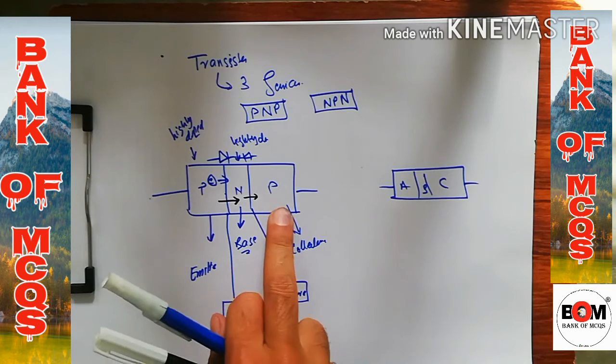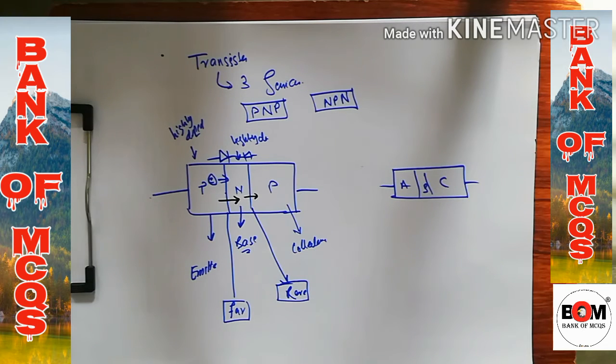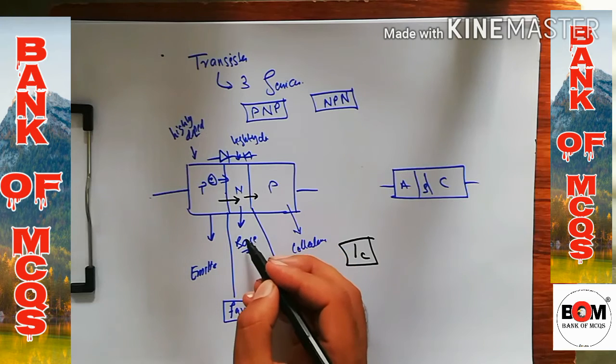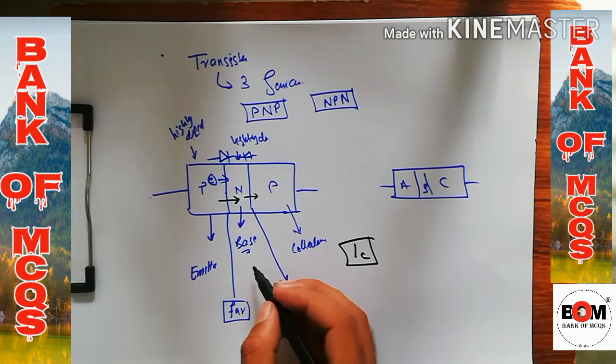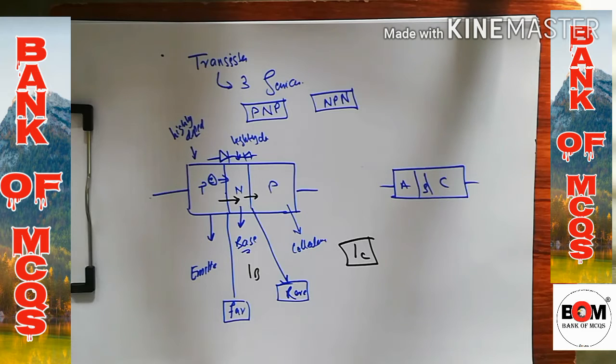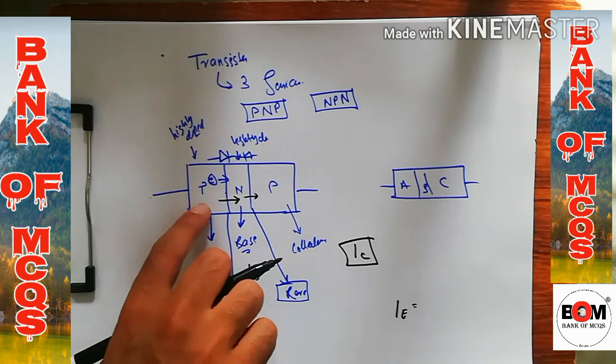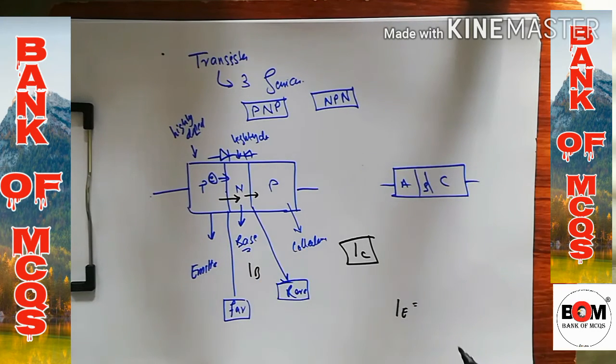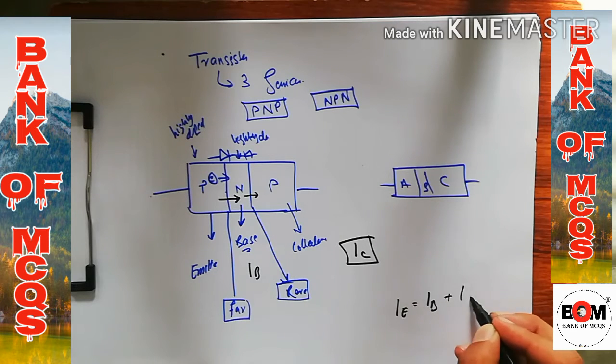Most of the charges are collected by the collector, so this current is called IC. Some electrons are absorbed by the base, and that is the base current, IB. The total current is due to the emitter, which emits the electrons. Those electrons go either to the base or to the collector. So IE is equal to IB plus IC.